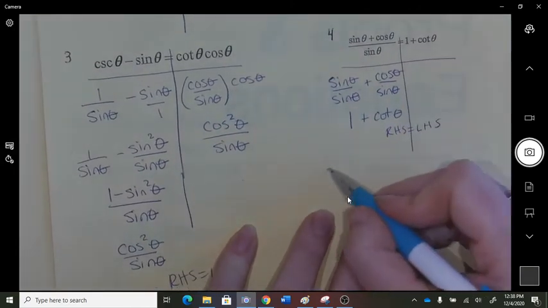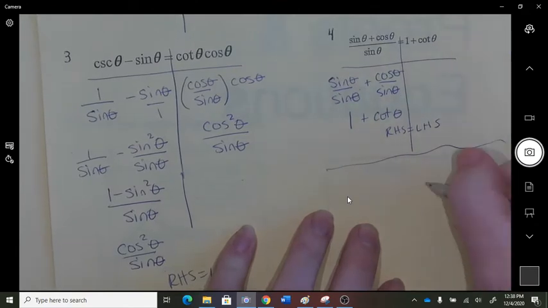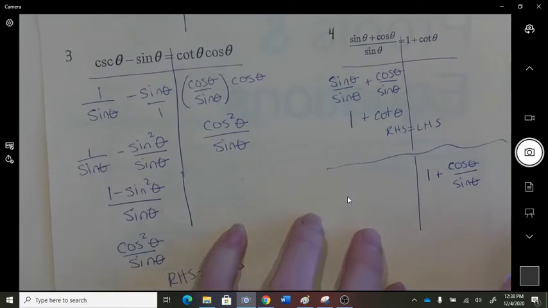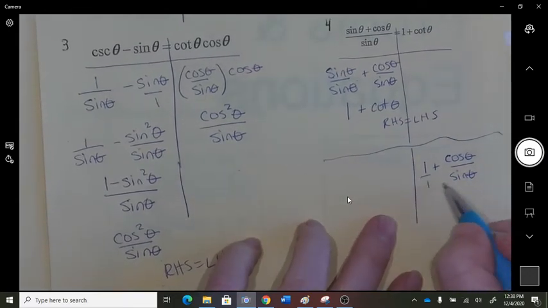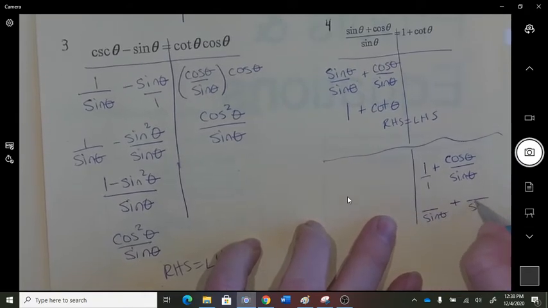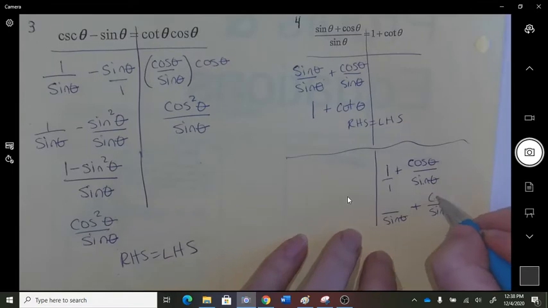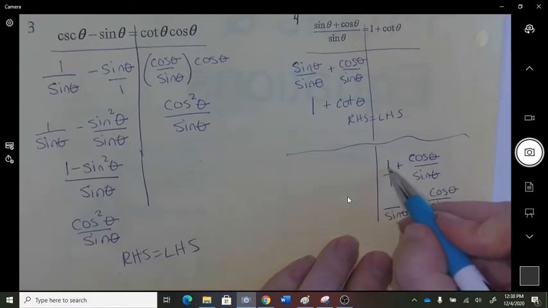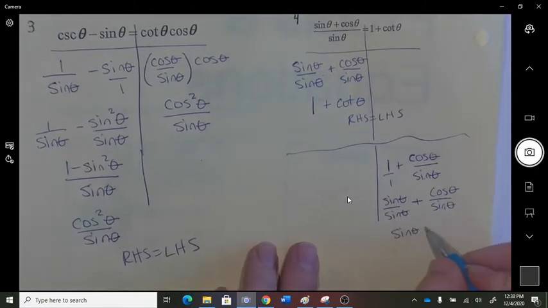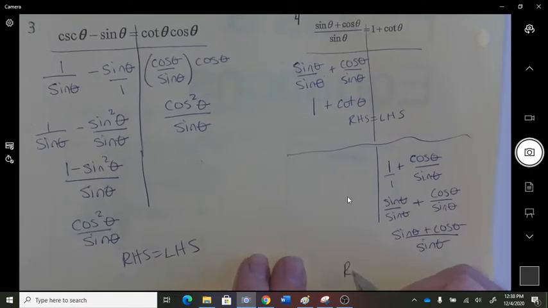If I wanted to have worked from this side, I would have substituted in for cotangent. So that would be cosine theta over sine theta. Then if I'm going to add, I need to make them the same bottom. So they would both need to have a denominator of sine angle. So I need to turn this into a sine angle as well. And you can see that I'm getting sine theta plus cos theta all over sine theta. And then I would be done.